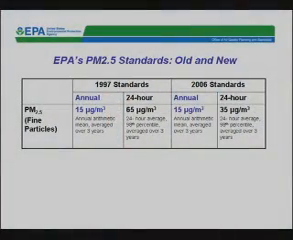Now, the 1997 standards were set at an annual level of 15 micrograms per cubic meter, and the 24-hour level was set at 65 micrograms per cubic meter. These are both averaged over a 3-year period. The 24-hour standard has a 98th percentile form. The standards were recently revised in 2006. The annual standard remained the same. The 24-hour standard was reduced from 65 to 35 micrograms per cubic meter.